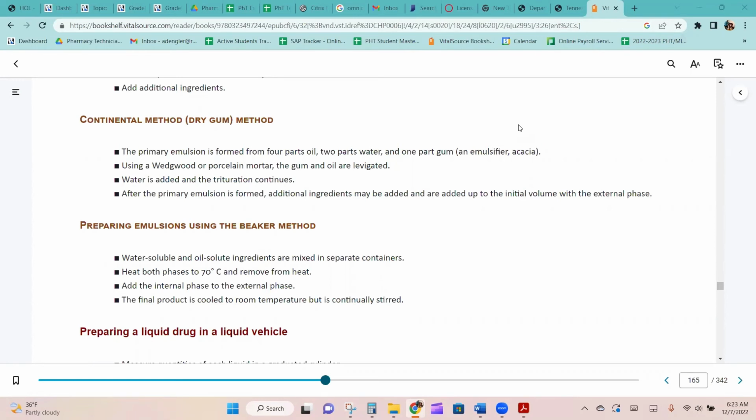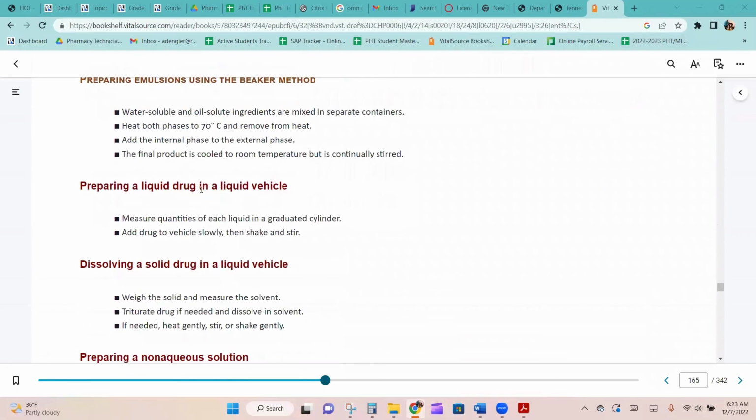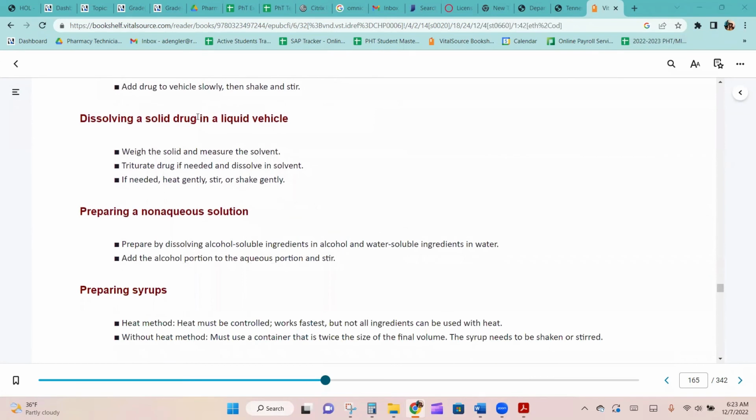Preparing emulsions using the beaker method, water soluble and oil soluble ingredients are mixed in separate containers, and you will make an emulsion in your lab kit. Preparing a liquid drug in a liquid vehicle, measure quantities of each liquid in a graduated cylinder, add drug to vehicle slowly, then shake and stir. Dissolving a solid drug in a liquid vehicle, weigh the solid and measure the solvent. Triturate drug if needed and dissolve in solvent. If needed, heat, gently stir, shake gently.